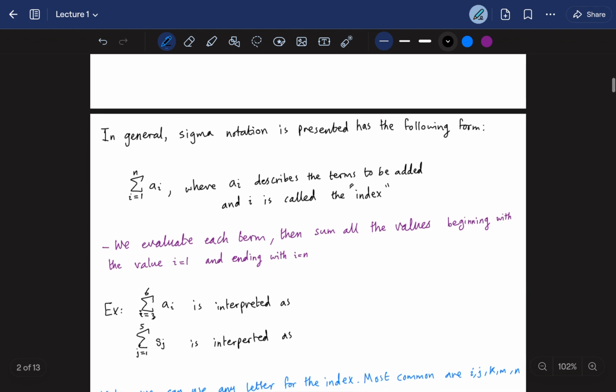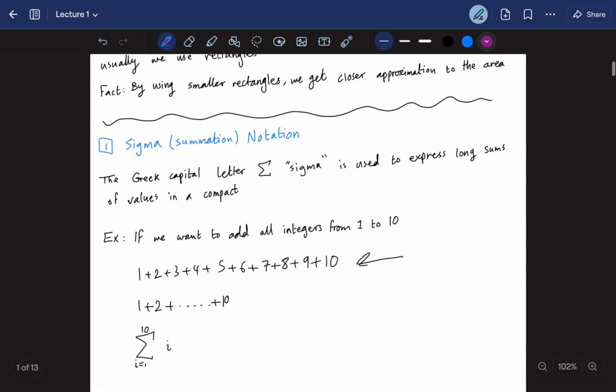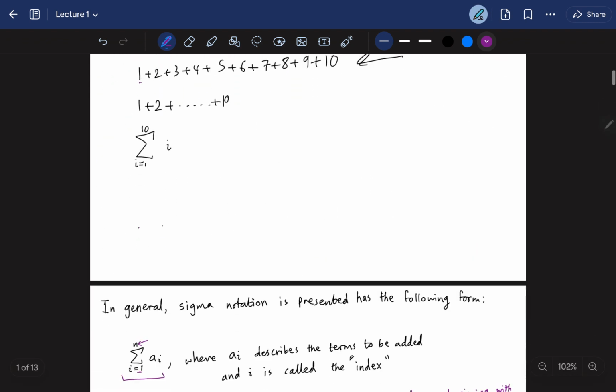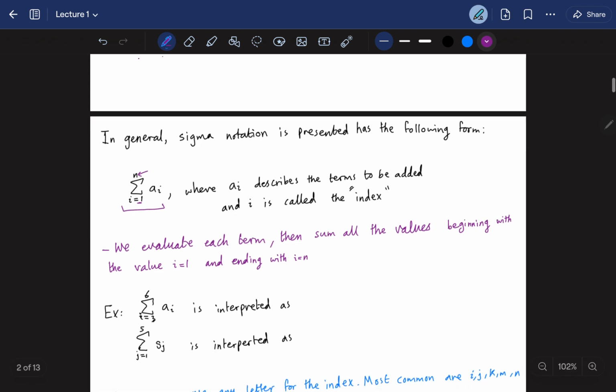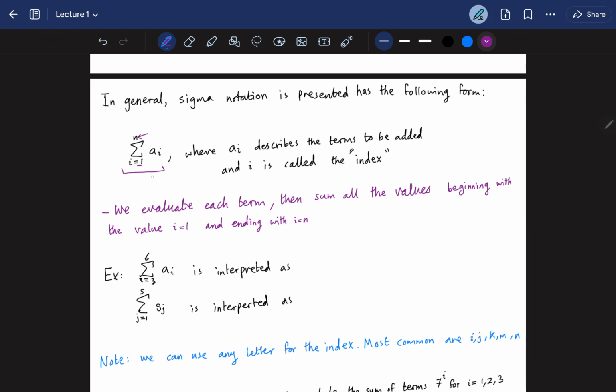Now in general, my sigma notation would look something like this. It's going to be the summation of a_i, where i begins from 1 up to n. Here a_i describes my terms. So for example here, my terms were just the integers from 1 to 10. In general, I express these terms in terms of a_i, and i is called my index. So whenever you get a notation of this summation, it means that I'm evaluating each term, then summing up the values, starting with the value i equals 1 and ending with the value i equals n.